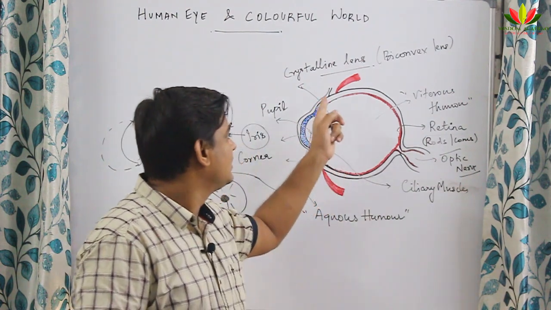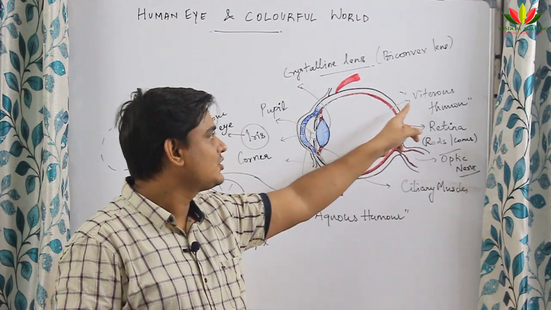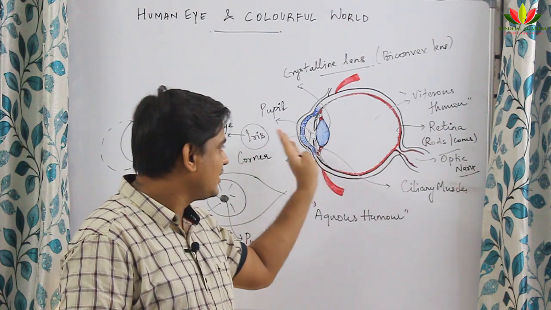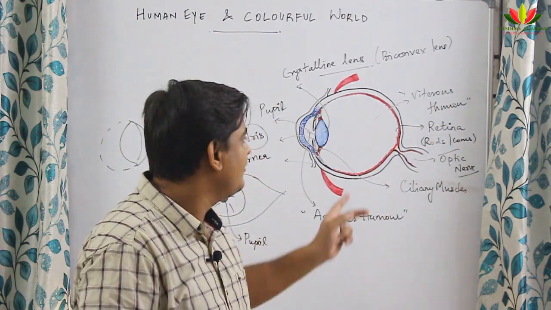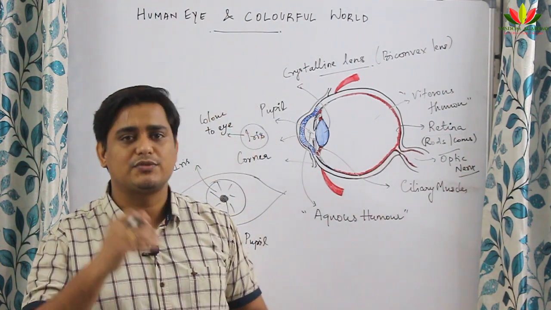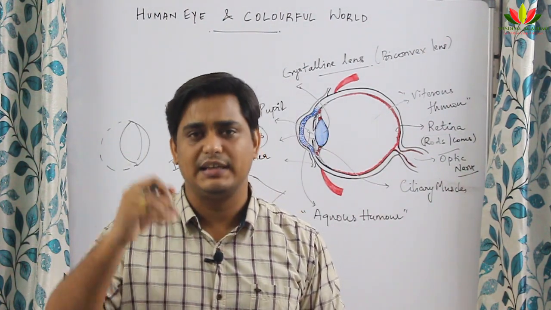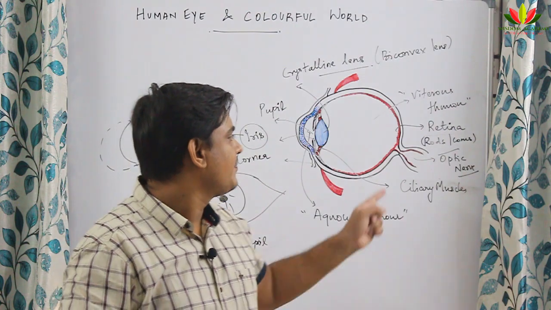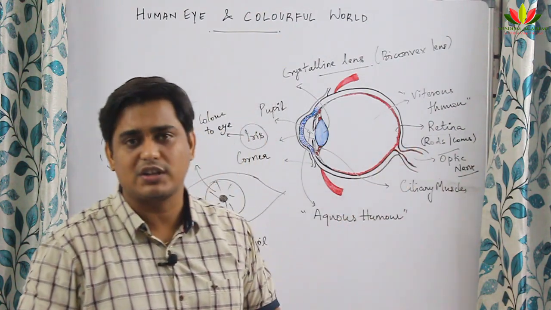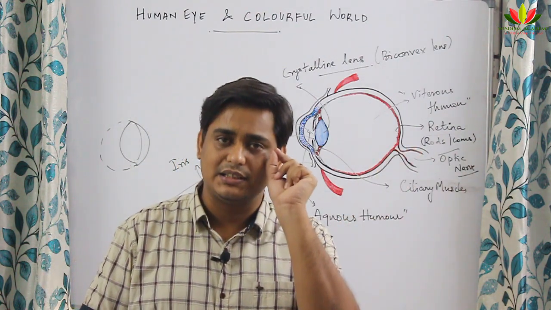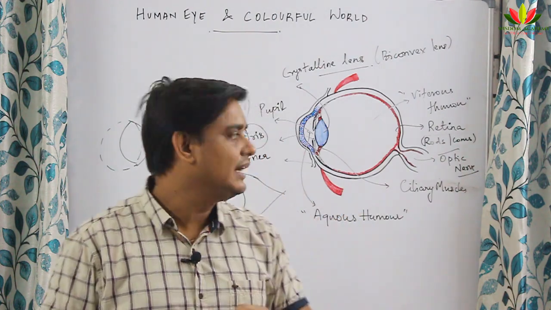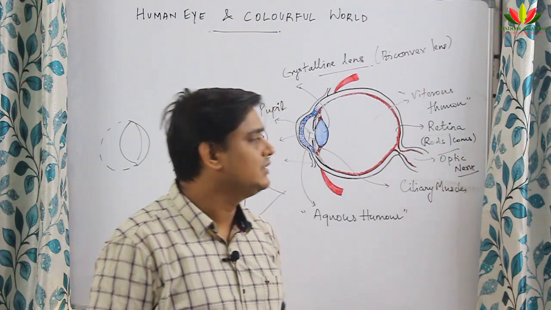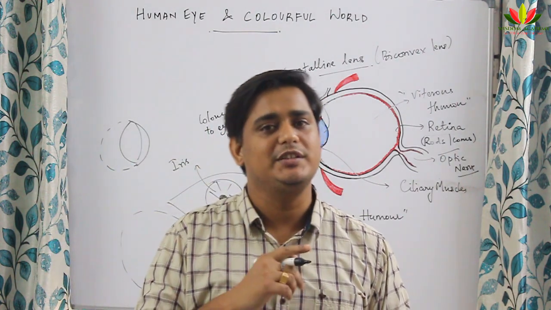Then we have something called vitreous humor. Vitreous humor is the liquid present after the lens till the retina, which gives the shape to our eyes. Then we have the retina, where the image is formed. The image formed on the retina is an inverted image, and it has light sensitive cells, rods and cones. Rods control the bright light and cones are responsible for seeing the dim light. Then we have the optic nerve, which is the nerve connecting our eyes to the brain.